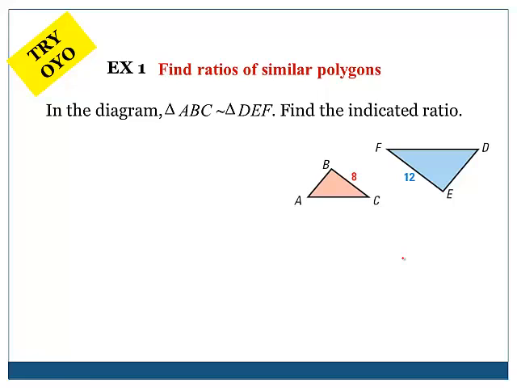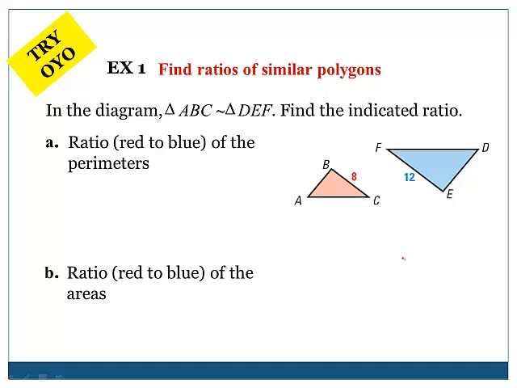So let's work out this first example. It says find the ratios of similar polygons. In the diagram, triangle ABC is similar to triangle DEF. Find the indicated ratios. For A, we need to find the ratio of the perimeters. If you remember, the ratio of the perimeters is just A over B, or side over side. So we're going from red to blue, so the ratio of the perimeters will be 8 over 12, which simplifies down to 2/3.